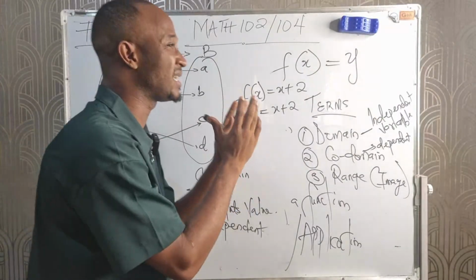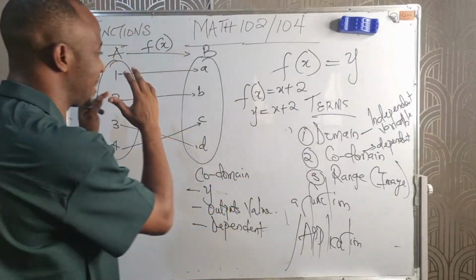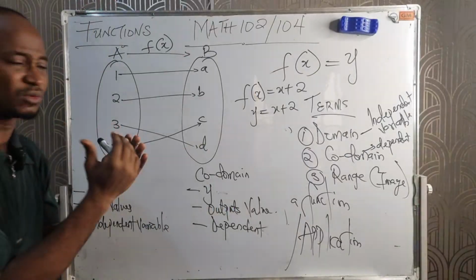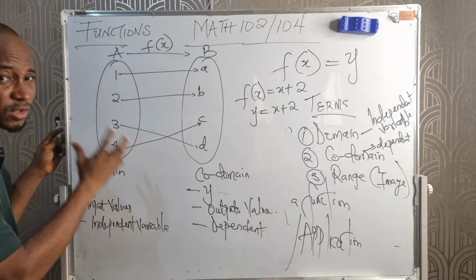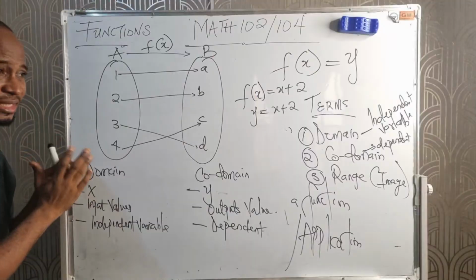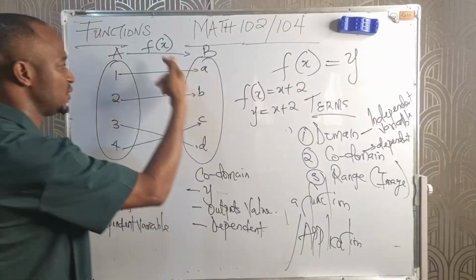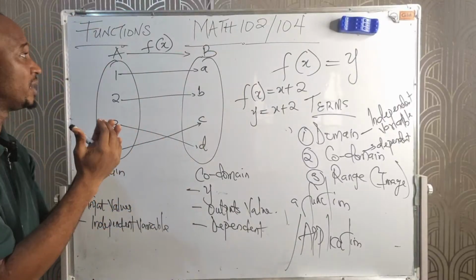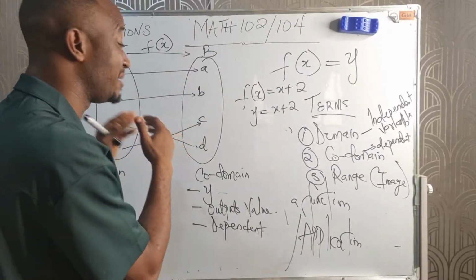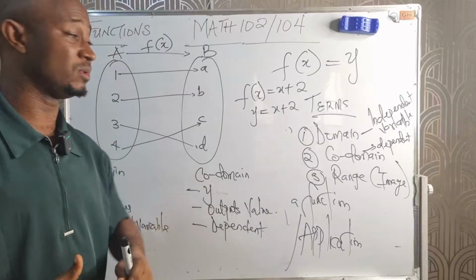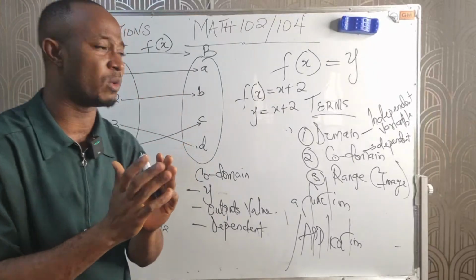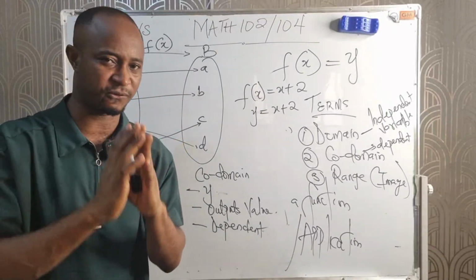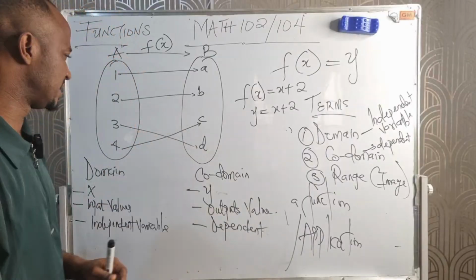Then representing a function in form of a diagram that shows the set of rules that connect them, we call the mapping what? Function. Am I communicating now? I can represent this using a diagram. That diagram that shows the relationship between the dependent and independent variable is what describes what we call the mapping what? Function.